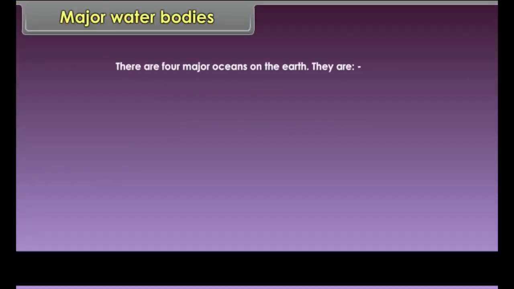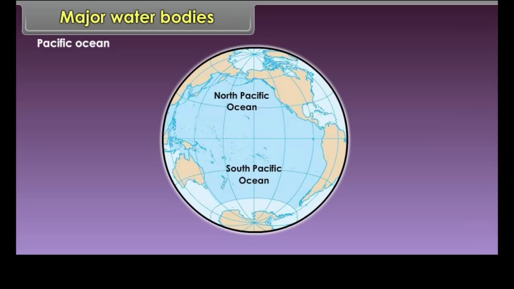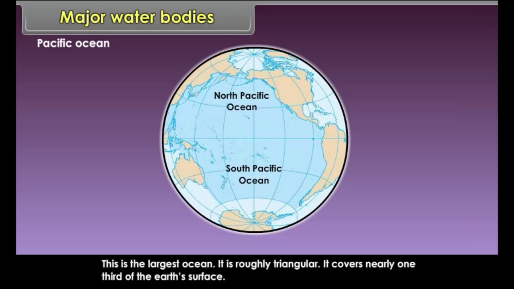Major water bodies. There are 4 major oceans on the earth. They are Pacific Ocean, Atlantic Ocean, Indian Ocean, Arctic Ocean. Pacific Ocean. This is the largest ocean. It is roughly triangular. It covers nearly 1/3 of the Earth's surface.